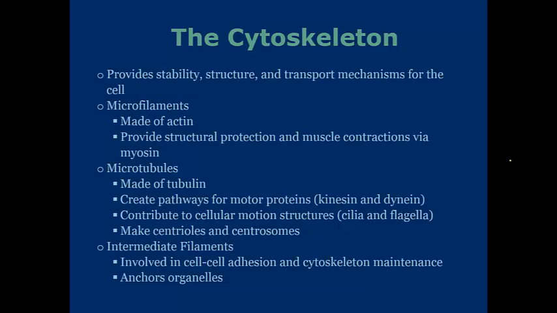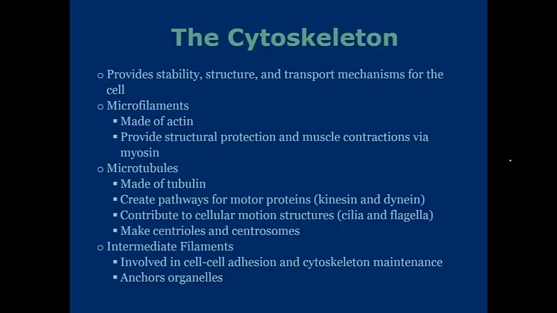The second category is microtubules. They are made of tubulin, and they create pathways for motor proteins, with kinesin moving away and dyneins moving towards. They contribute to cell motion. Also, during mitosis, they contribute to the process by making centrioles and centrosomes.